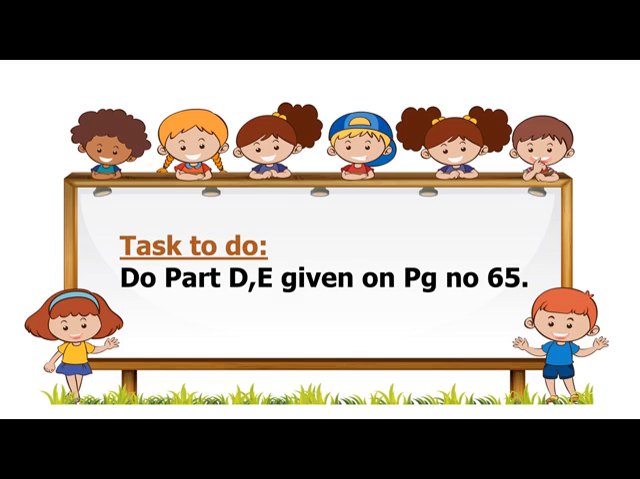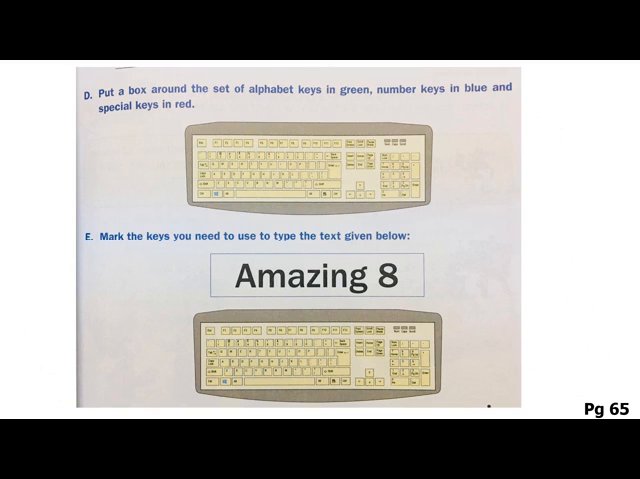My dear students, your task to do is that you have to do part D and E given on page number 65. Students, now I'll tell you how to do your task. Open page number 65 and write today's day, date and task to do. In D part, you have to put a box around the set of alphabet keys in green. Alphabet keys are A, B, C. So what you have to do is put a green box around alphabet keys, number keys in blue and special keys in red.